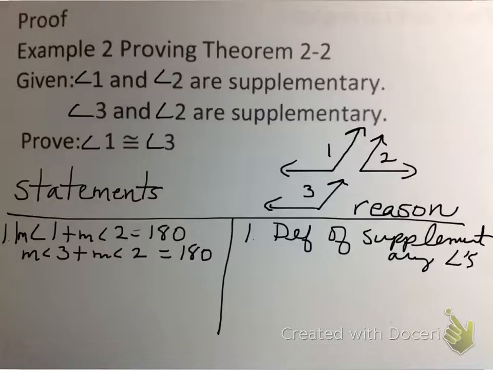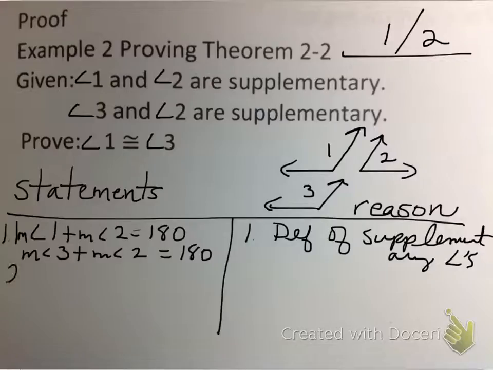I could not use angle addition postulate here because notice the two angles are not adding to 180. Like the picture's not like this. So I can't use angle addition postulate there. So I have to use definition of supplementary angles there.